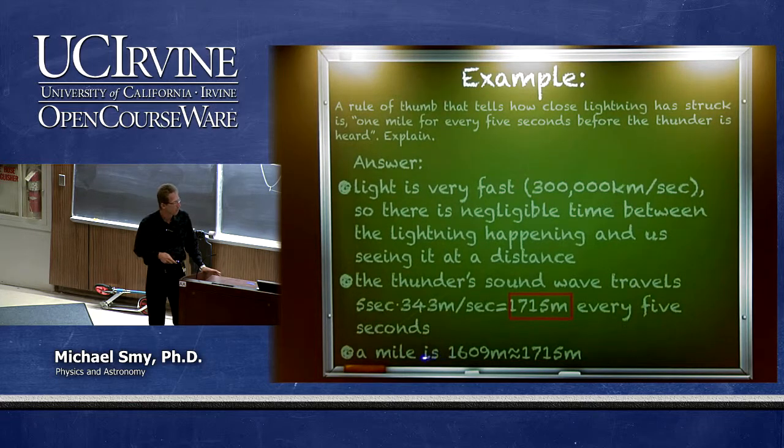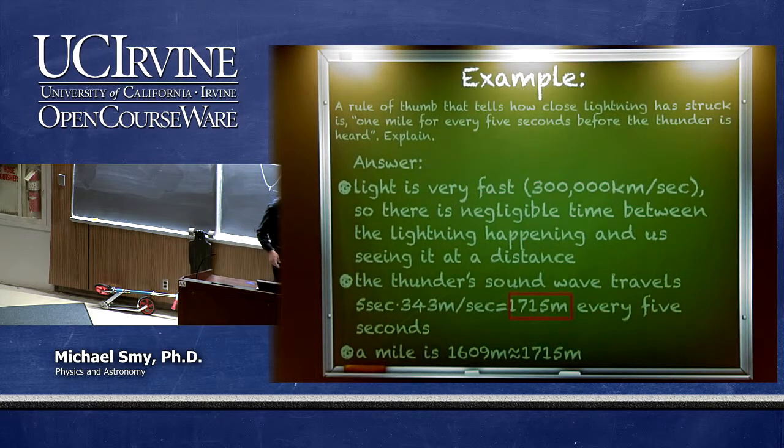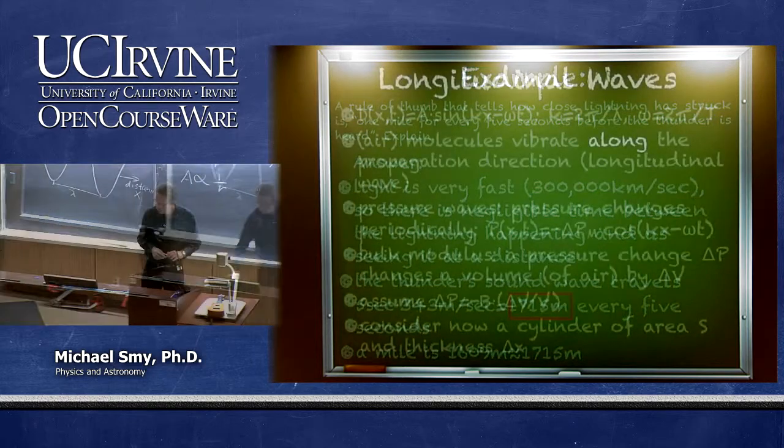And a mile is 1,609 meters, which is fairly close to 1,715 for a rule of thumb at least. And therefore, the thunder sound wave travels about 1 mile every 5 seconds. And therefore, we can estimate the distance by observing the apparent time difference between flash and thunder.